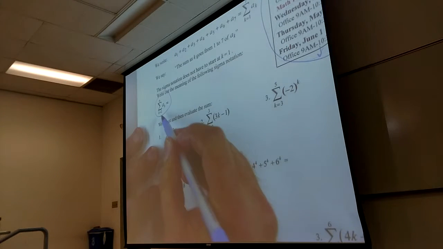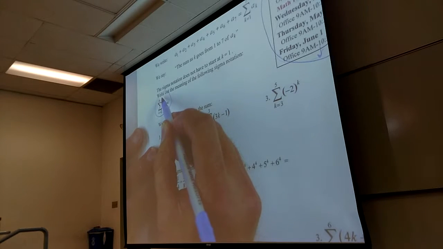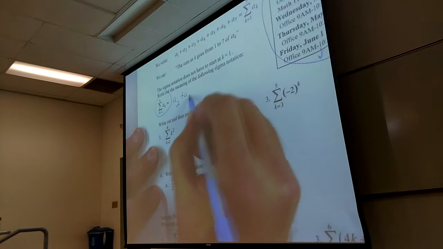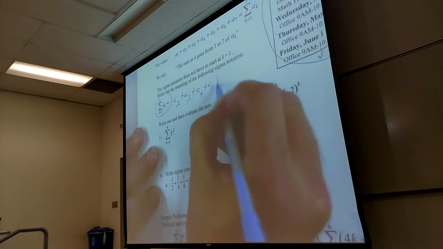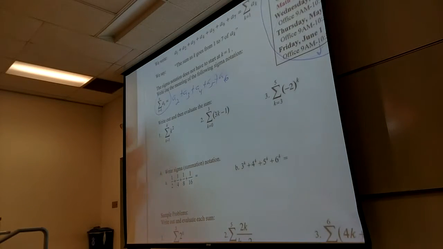This is asking me to sum up the terms of the sequence from the second to the sixth term. So this would be A2 plus A3 plus A4 plus A5 plus A6. So I can be a lot more specific than just saying S6. S6 would be from the first to the sixth, always. This notation lets me be more specific about just what part of it that I want to add. I like it.